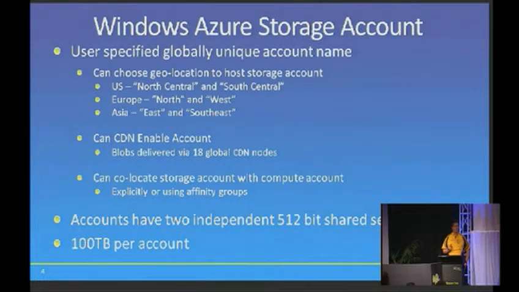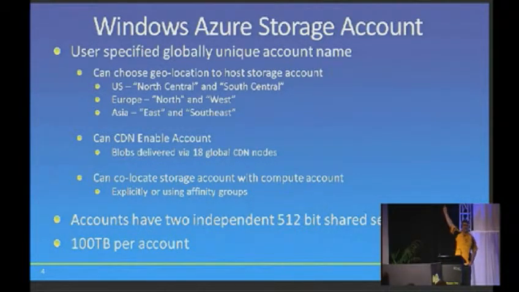US and Europe, 10 cents inbound, 15 cents outbound. Asia, 30 cents inbound, 45 cents outbound. I'll give you some tips on how to minimize those traffic charges in a little bit, and that's going to be by using the CDN. And in fact, the CDN is now delivered via 20 nodes.